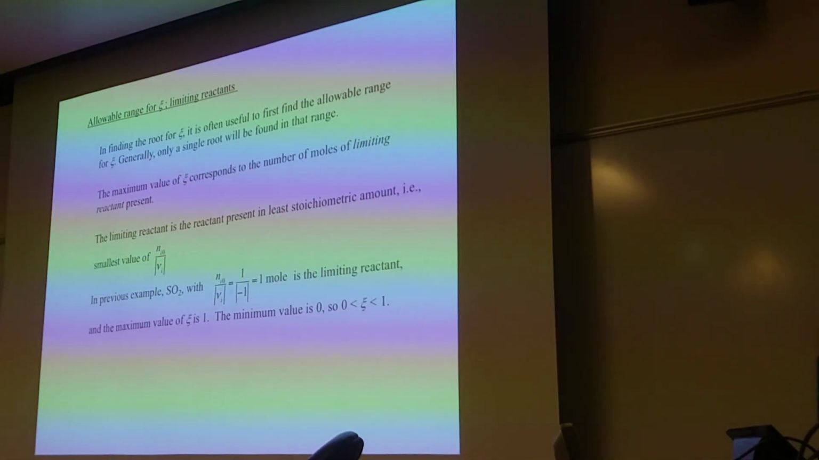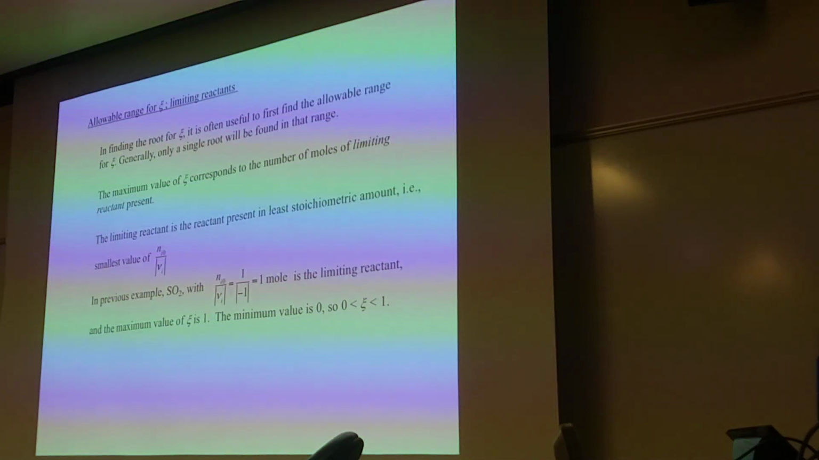So I just have it written out here. And that means that the maximum value that can be achieved, the maximum value of xi that would be allowed, is 1. The minimum value here is 0 in this particular case. But we may have some product present.